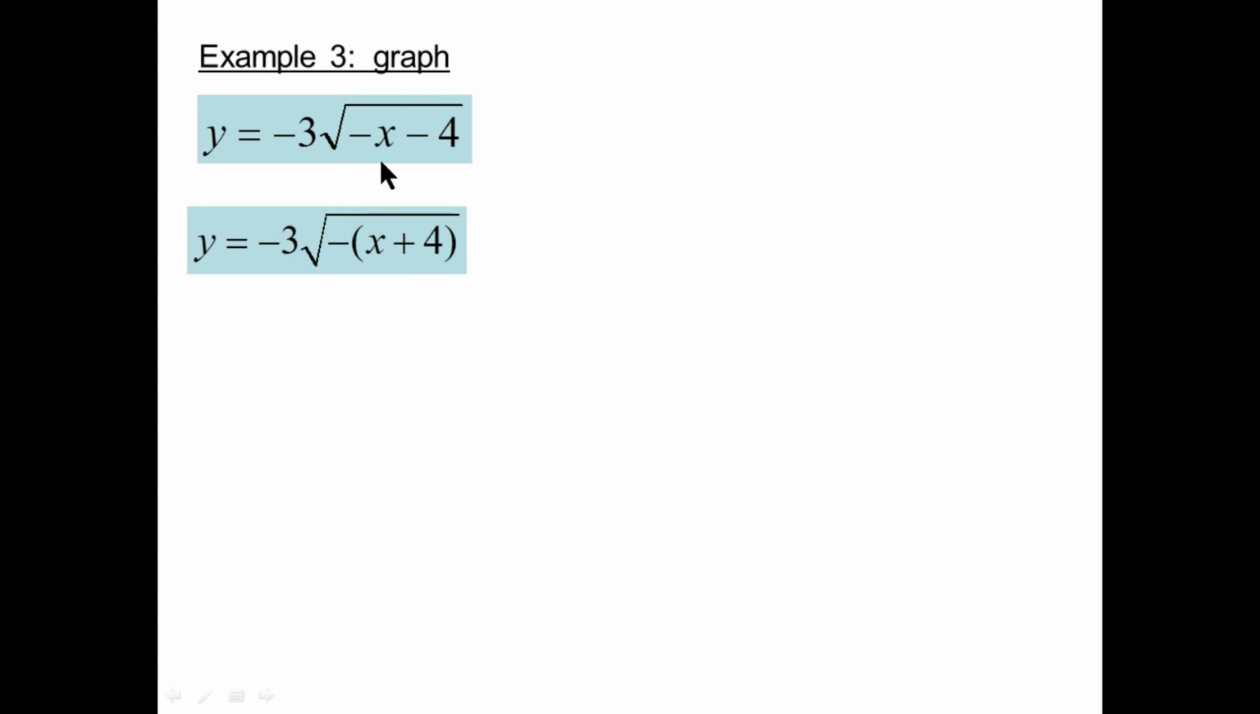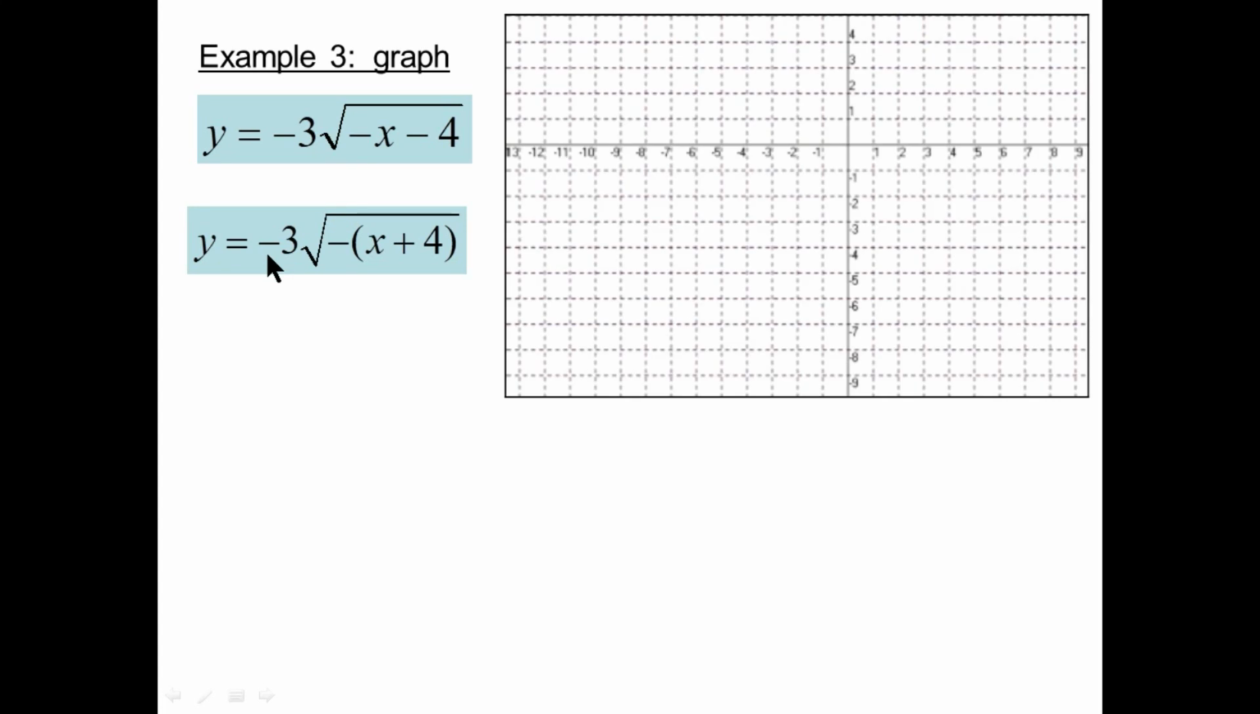This rewrite is necessary because this is a negative x and we need a positive x in brackets with the left-right shift. Once you've rewritten the function as necessary, list the transformations from left to right. So the first thing we encounter is a negative sign, so that's a reflection in the x-axis. The next thing we encounter is a 3 factor on the radical, so that's a vertical stretch times 3.